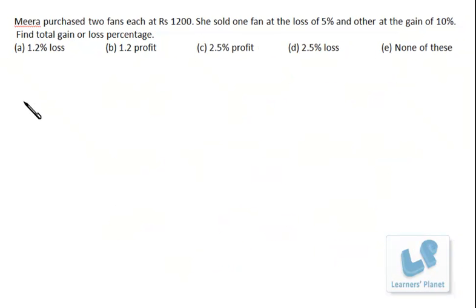Now let's try this question. Mira purchased two fans each for rupees 1200. She sold one at a loss of 5% and other at a gain of 10%. Find total gain or loss percentage.